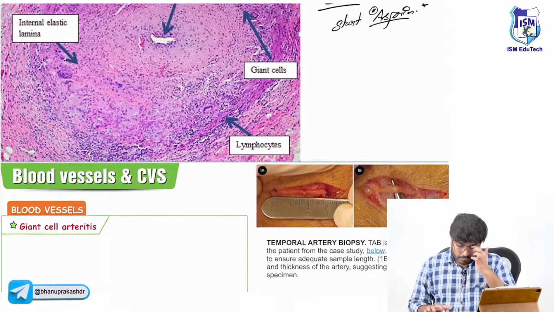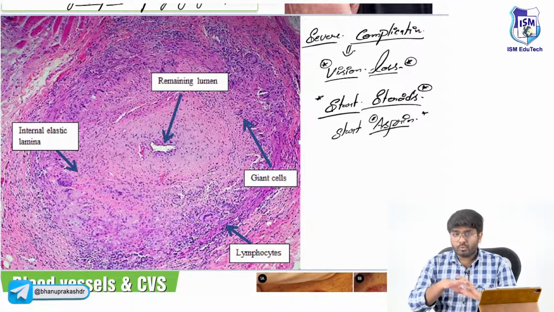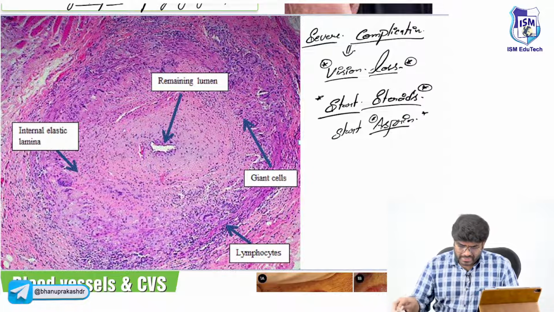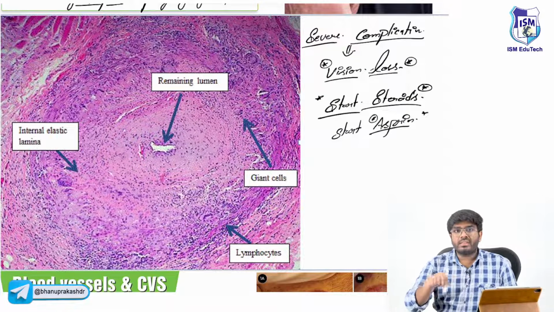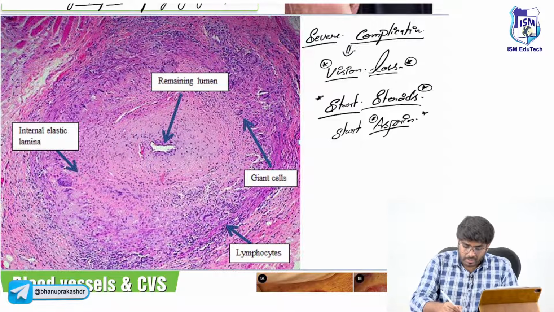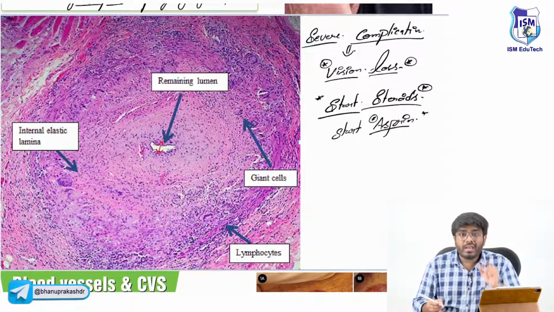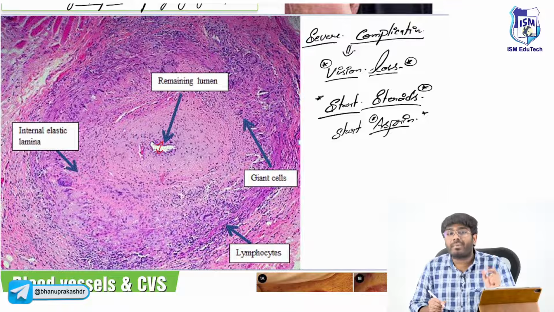Now, what I am trying to put into your mind here is this: this is the blood vessel which is involved in the vasculitis. Because of the inflammation, the lumen of the blood vessel is getting narrowed. So the perfusion to the tissues will be greatly compromised.